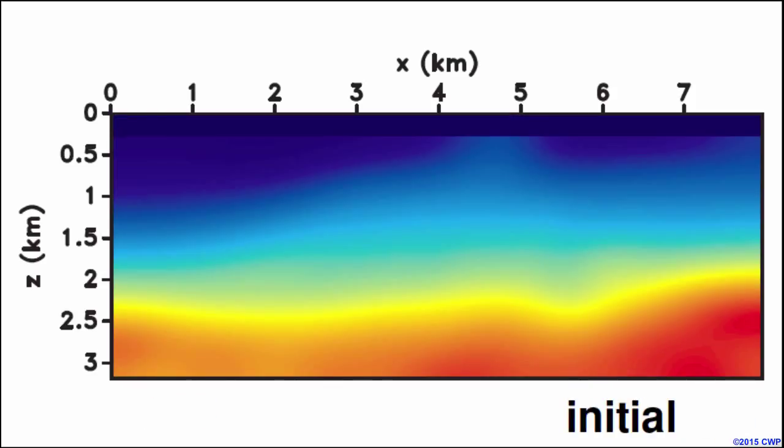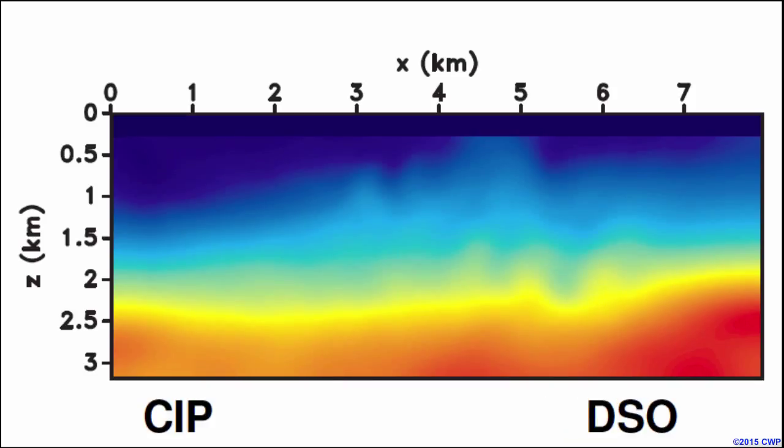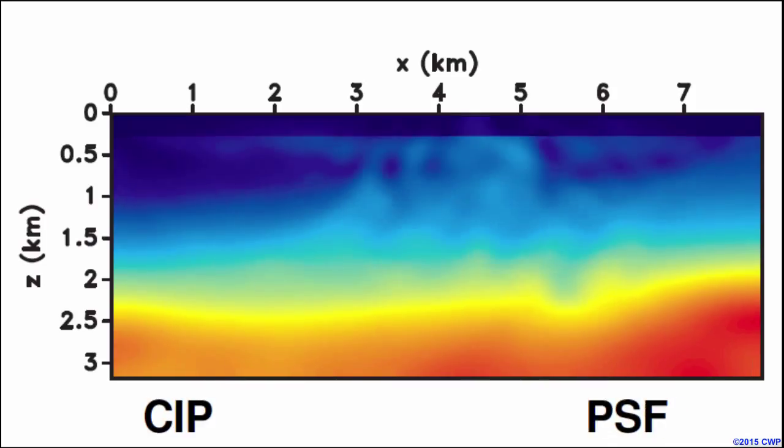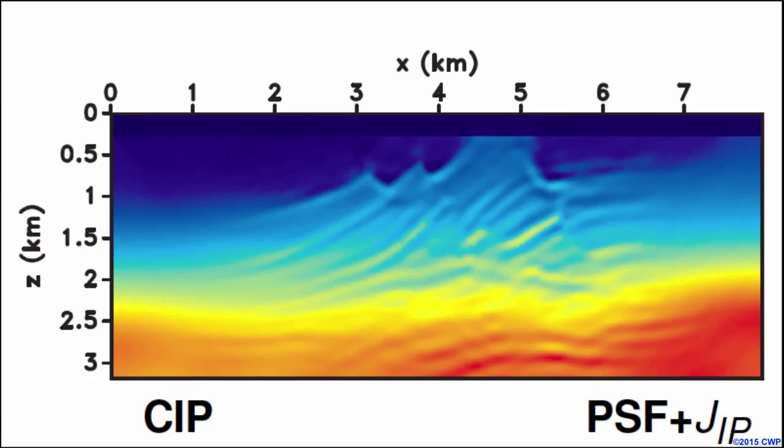So now let's compare the models as well. This is the initial model. After tomography with CIPs, you can see that we can add some long wave number updates into the model, and we further can add some more updates using the PSF bit. And finally, when we blend them together, this is the model we can obtain.